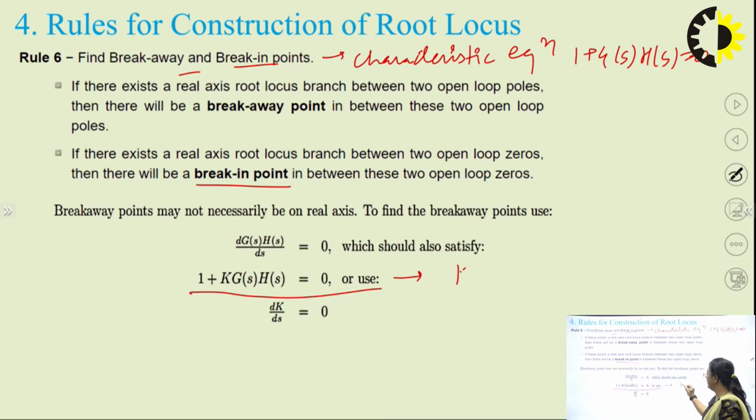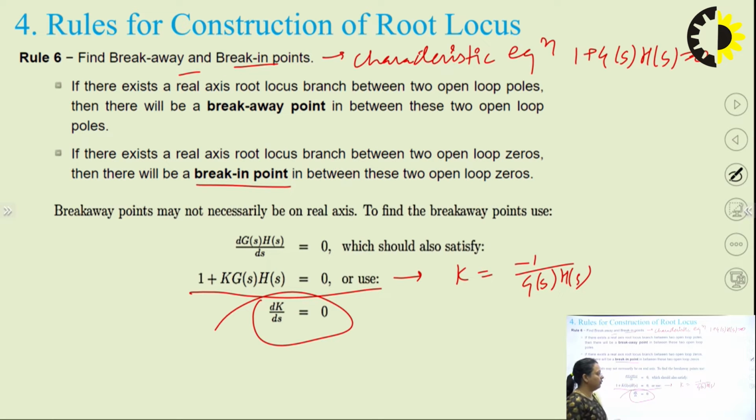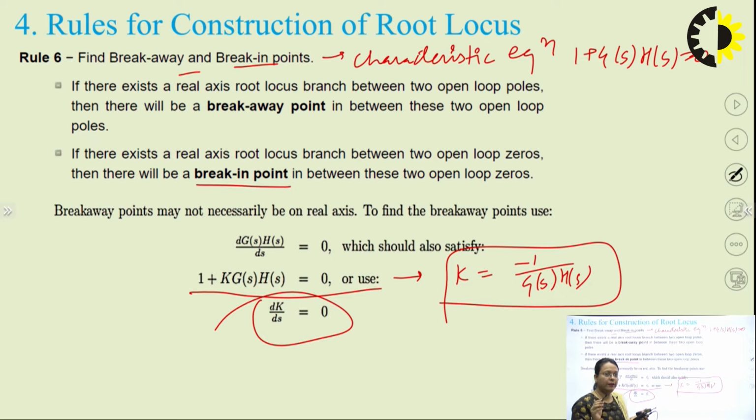Then from here I'll convert this equation in terms of k. Then I'll take dk by ds equals 0. Differentiate this k with respect to s and keep it equal to 0. From here I'll get different values of s, that means roots of s. Now those roots can be put again in this equation, right, and the root of s for which this k is positive will be called the valid breakaway point.